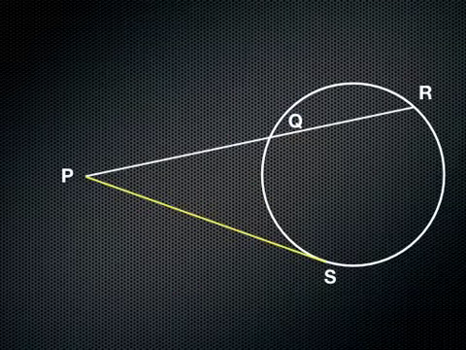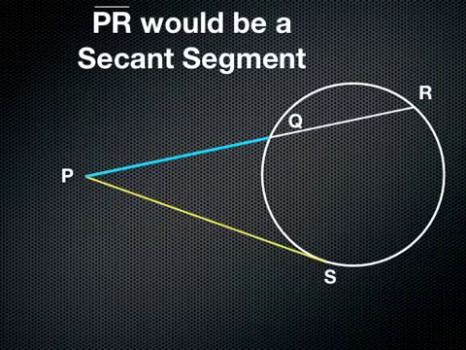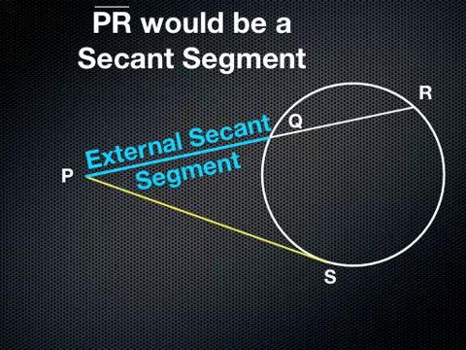In this diagram, I have a circle, and PR would be a secant segment. All the way from point P to point R, we would call that a secant segment because notice it's crossing the circle at two points, going through the circle from point P to point Q, but then stopping on the circle at point R. The blue highlighted segment would be called the external secant segment.